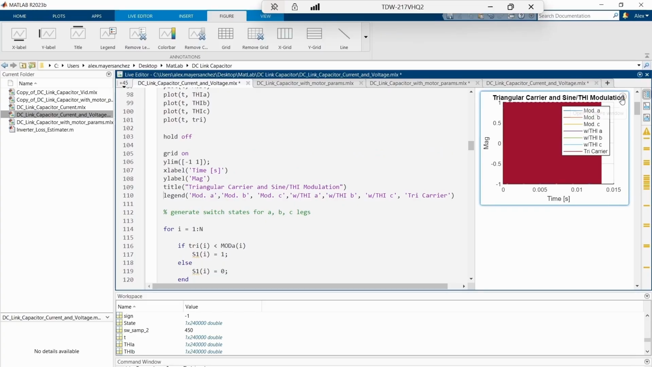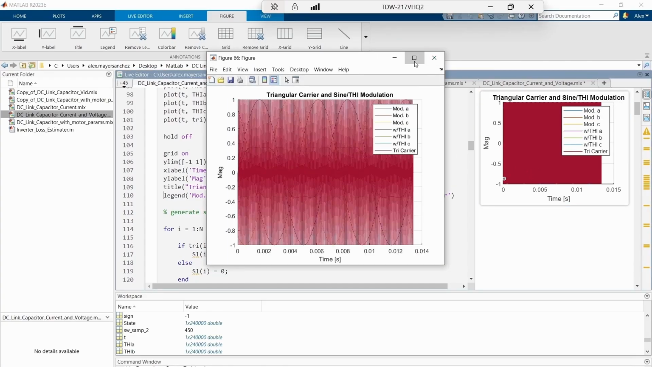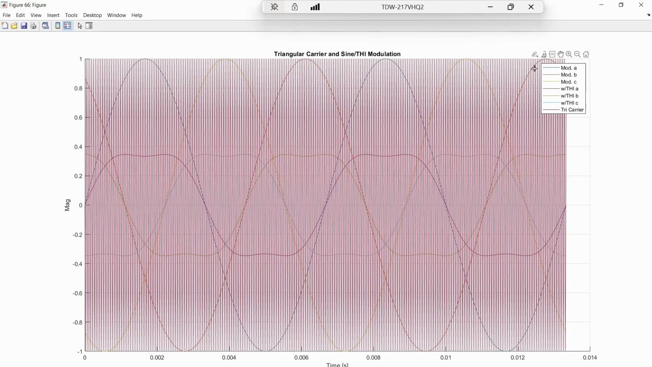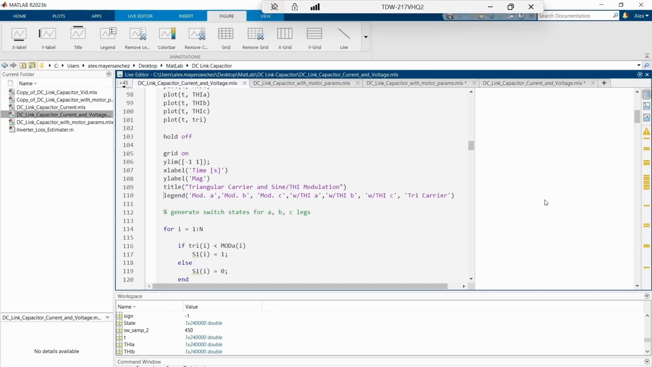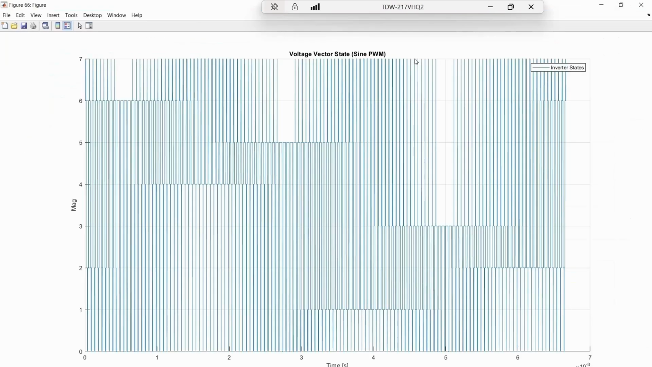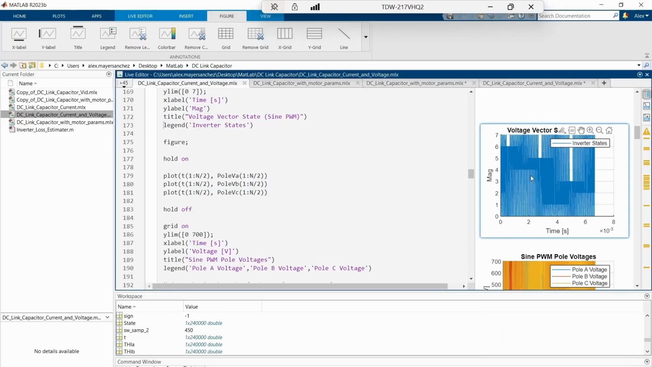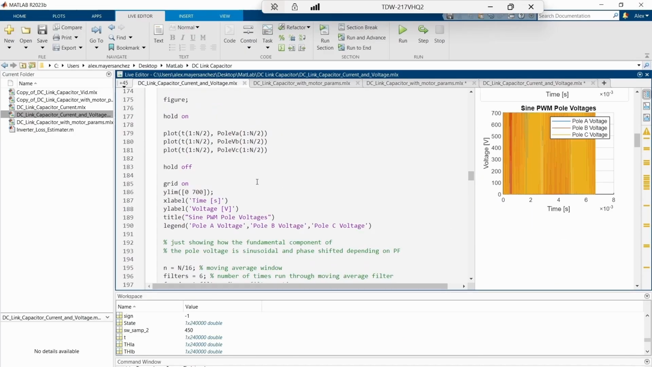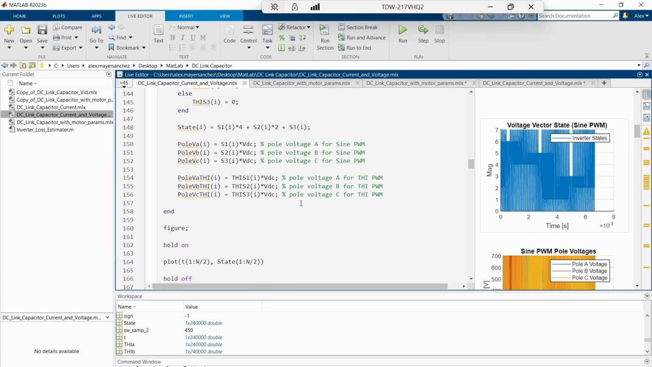So then I change the modulation index for sine to 1. So here now you can see the sine modulation is going all the way to 1, same as the triangular carrier. And then the voltage vector states are still going to those 0 vectors, but if we overmodulate, it'll get rid of some of those 0 vectors. But you can see it's going to one of the 6 active vectors more frequently now. And then, this is determining what the pole voltage is based on the high side switching state.